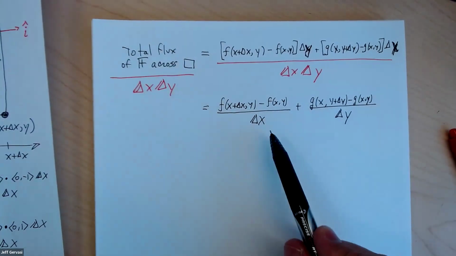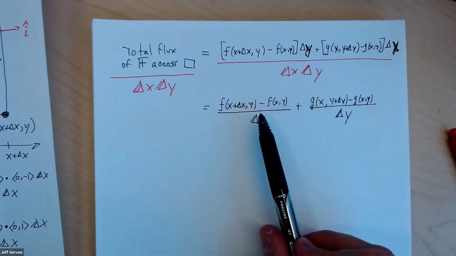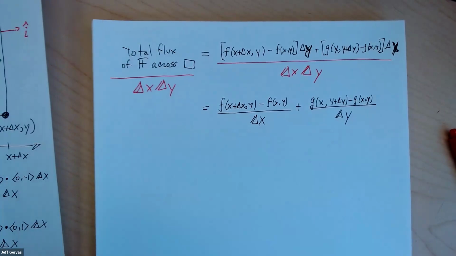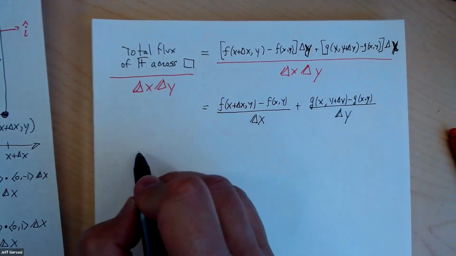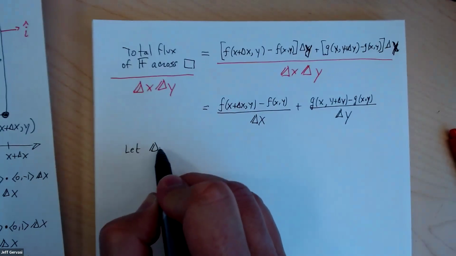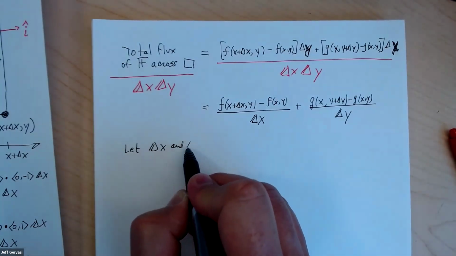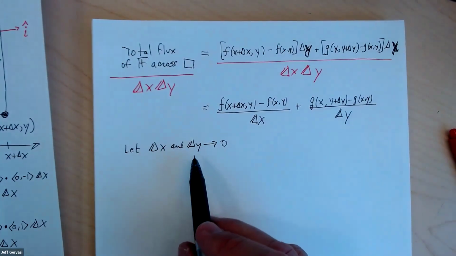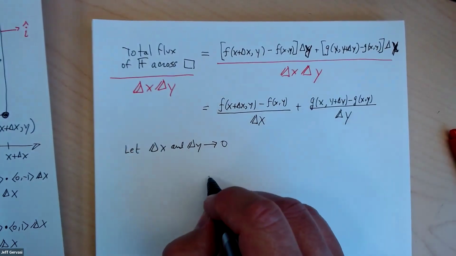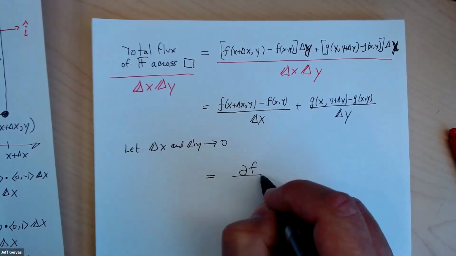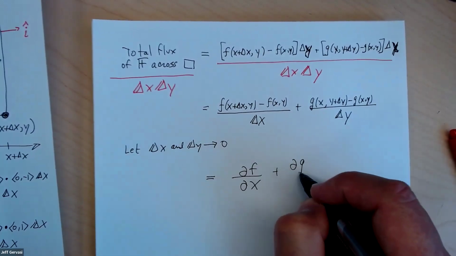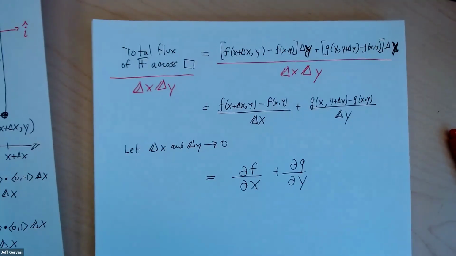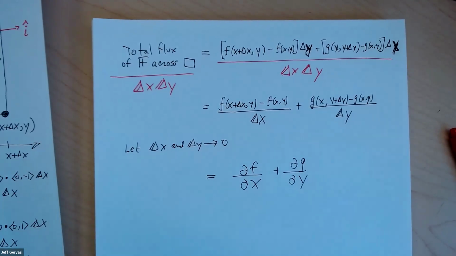And hopefully, gang, I bet a bunch of you, if not all of you, recognize these expressions. Do you recognize those? Yeah. It's the difference quotient, right? Now do this. Let delta x and delta y approach zero. And as those two quantities approach zero, these two quantities approach the following, the very definition of the partial derivatives of f with respect to x and g with respect to y.